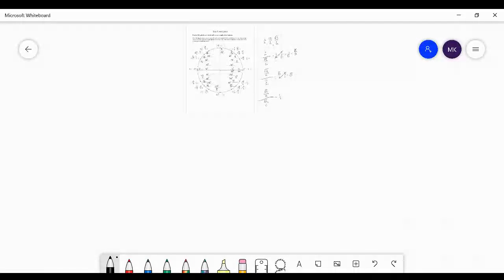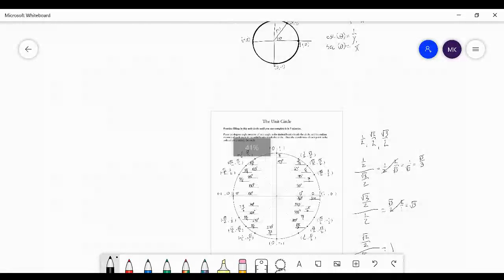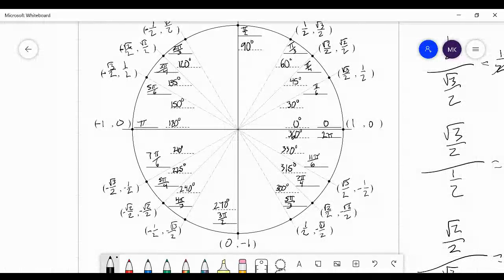So back to our unit circle, here we go. 11 pi over 6 we can see is right here. And I can see that's the same as negative pi over 6. Okay, right? Because that's just simply one angle down, which is the same as one angle up, just a negative angle.